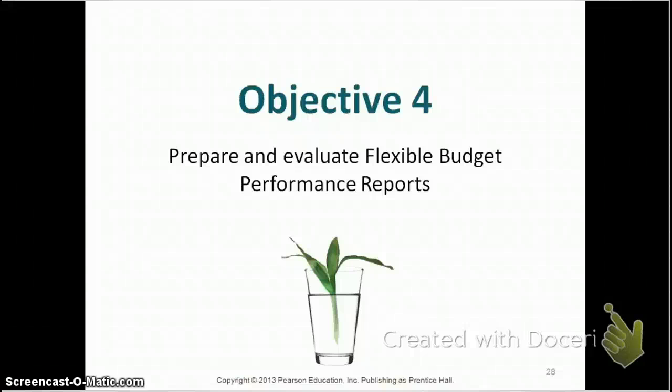The final thing we're going to learn in this chapter is to prepare and evaluate a flexible budget. And we're going to use performance reports to evaluate a flexible budget. Let's first take a look at what a flexible budget is.